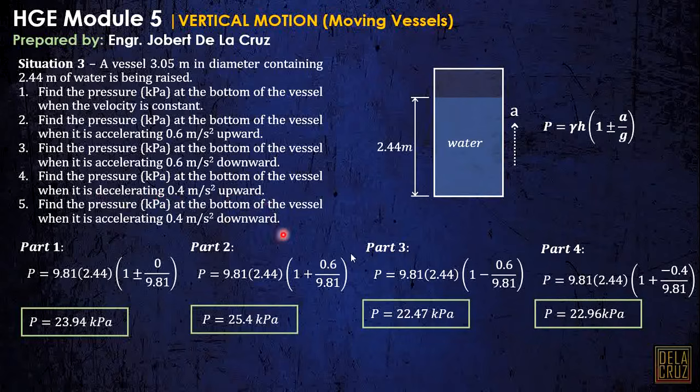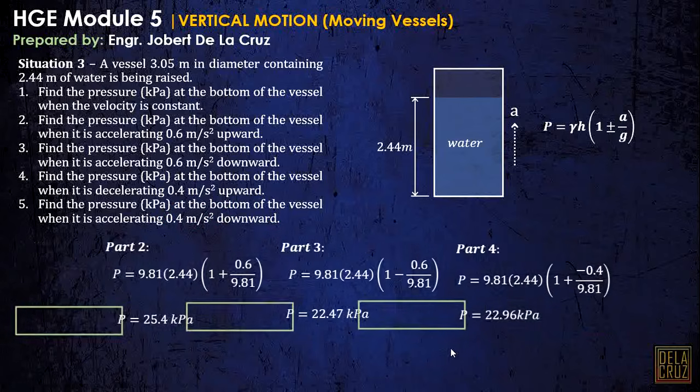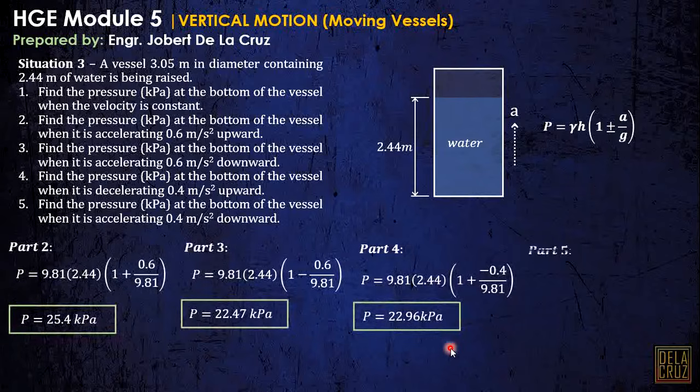Upward and deceleration. Okay, number 5, find the pressure at the bottom of the vessel when it is decelerating 0.4 meters per second. I mean, accelerating. Okay, accelerating 0.4 meters per second. But, downward yung motion natin. Okay, so how can we solve that? Downward yung motion, ito yung significance yan. Pag downward, meaning minus to. Then, accelerating, meaning positive to, yung A natin dito. Okay? It will give us this answer.